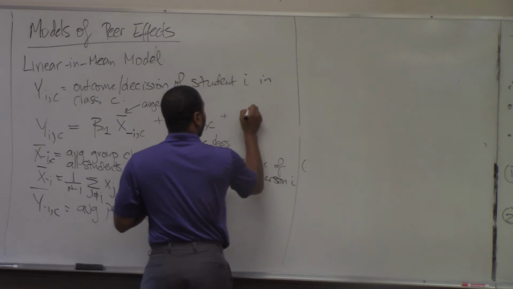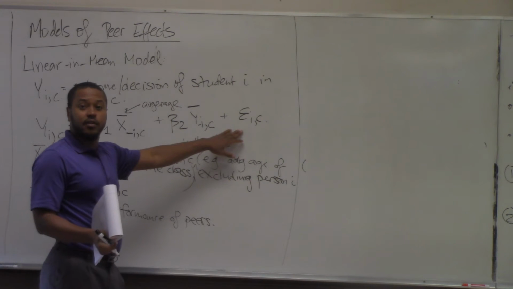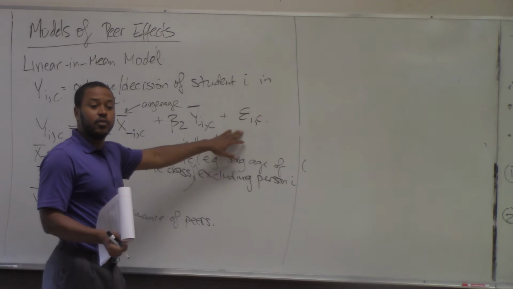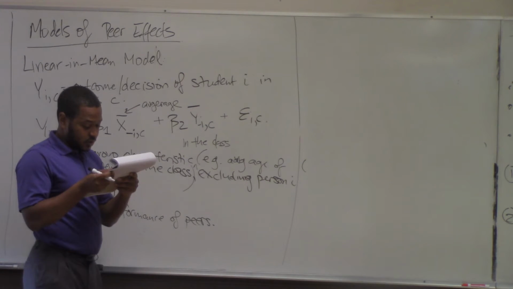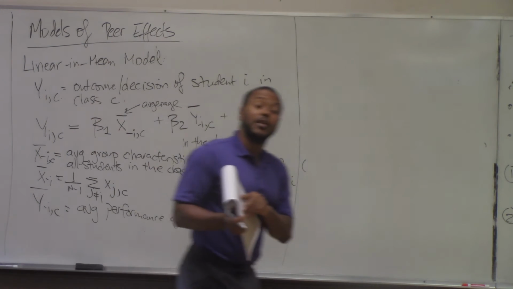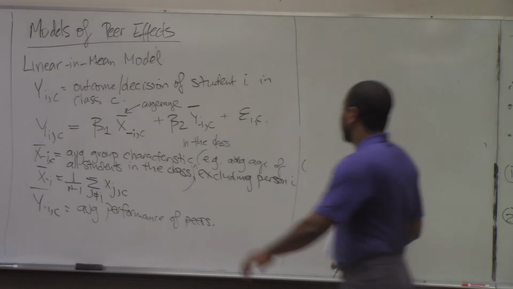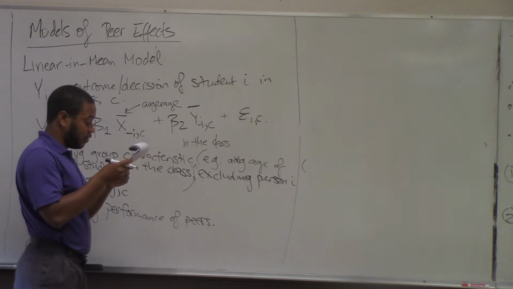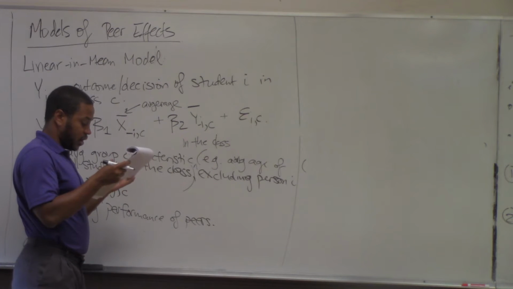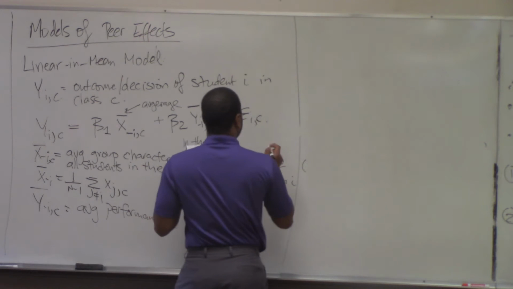Plus epsilon_ic. And what's this epsilon here? The error term, which is going to capture what? This is the error term. So this is going to be like everything that's not explained by myself. Yeah. And we can also add to this.